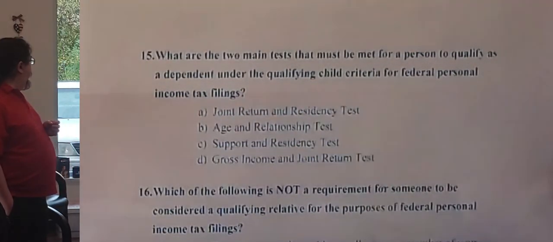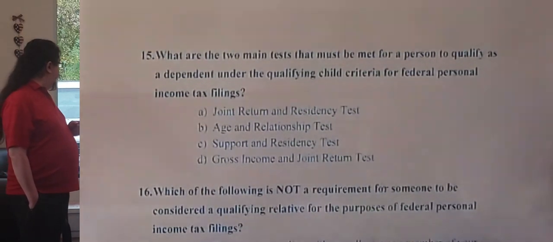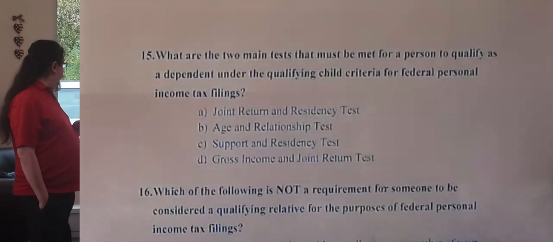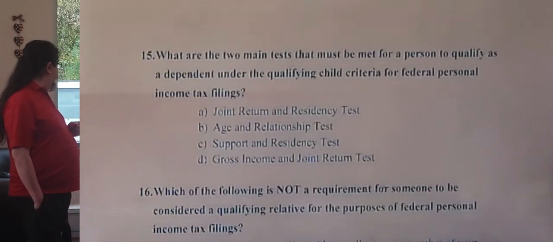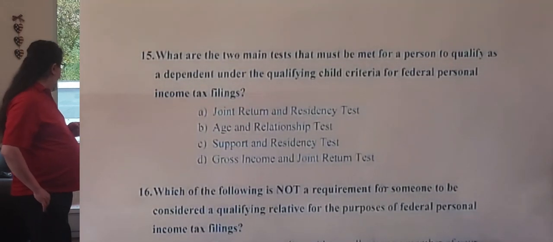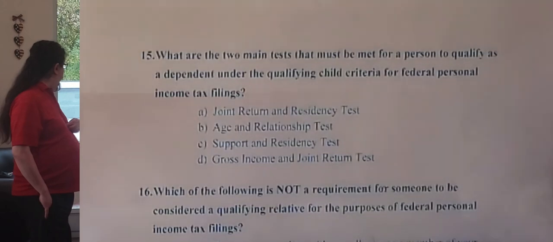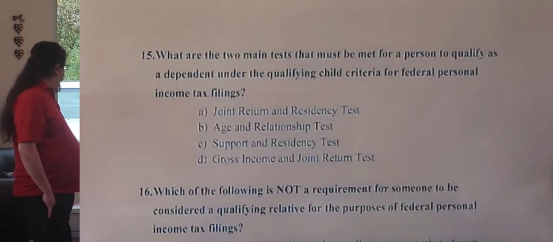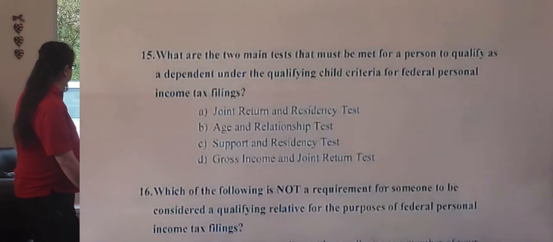Okay, what are the two main tests that must be met for a person to qualify as a dependent under the qualifying child criteria for personal federal income tax filings? Yeah, I don't know what they mean by two main tests, because there are 5, aren't there? Yeah, and they split them up, that was a weird question too. I figured those would be the first two things we looked at. Joint return and residency, age and relationship, support and residency. Yeah, that's a silly question.